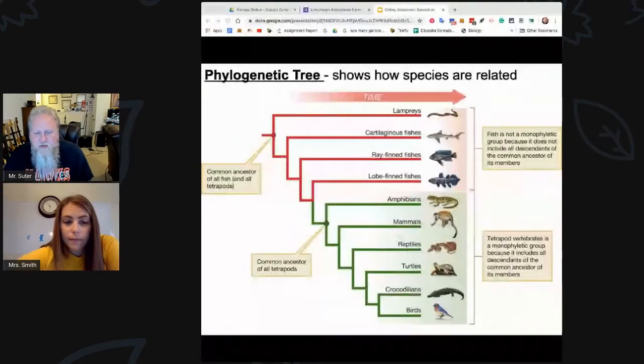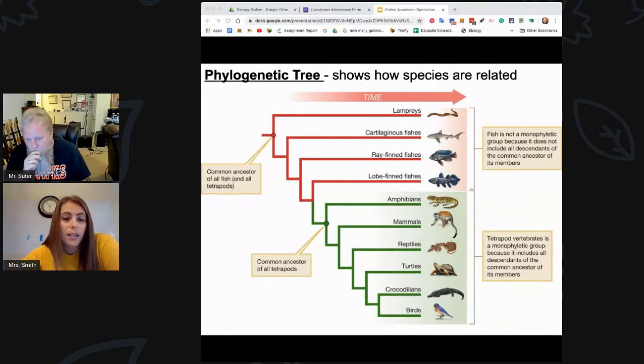Today, the final thing is Mrs. Smith's going to talk a little bit about how we look at evolution and organize it. And then I'll give you the why, because I don't know that we've ever given you that. We've talked about the mechanism and how it happens. So Mrs. Smith will talk about how we organize it, then I'll give you the why, and then we're done. Let's hit it.